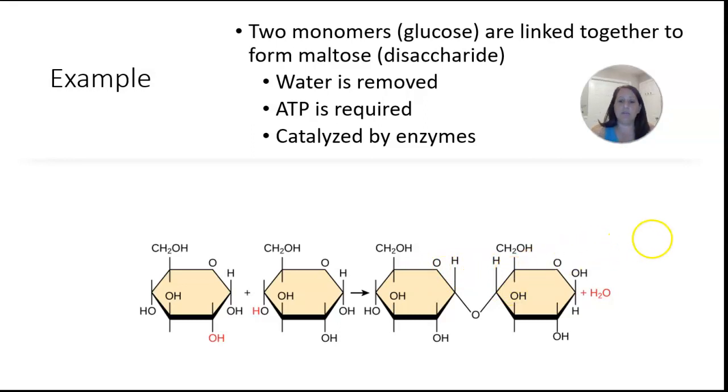Okay, you'll notice that sugars, we can call them saccharides, so carbohydrates, monosaccharides and disaccharides are going to end in OSE. So you've got glucose, you've got maltose, we'll see lactose, we'll see sucrose. Okay, so OSE tells you that that's a sugar.